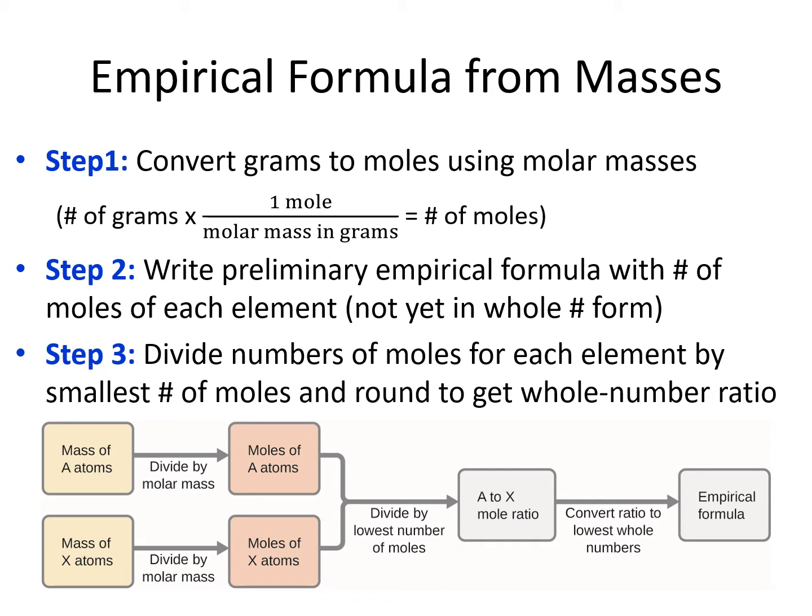Once we have our moles, our second step is writing a preliminary empirical formula based on those number of moles, but they will probably not be in whole number form. You will likely have decimal numbers at this point. In order to get them into a whole number form, which is what we like for our chemical formulas, we're going to divide each of our numbers of moles by whichever number of moles is the smallest. And then, if necessary, we'll do a little bit of rounding to get a whole number ratio.